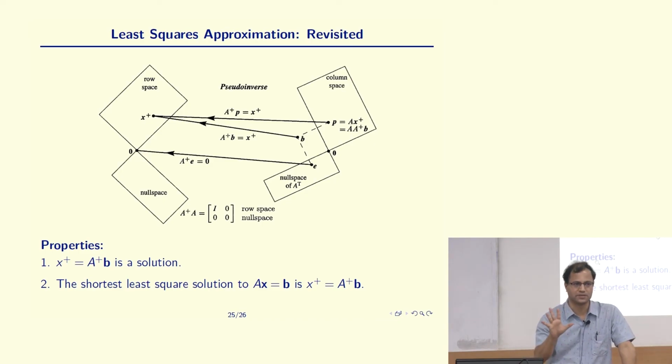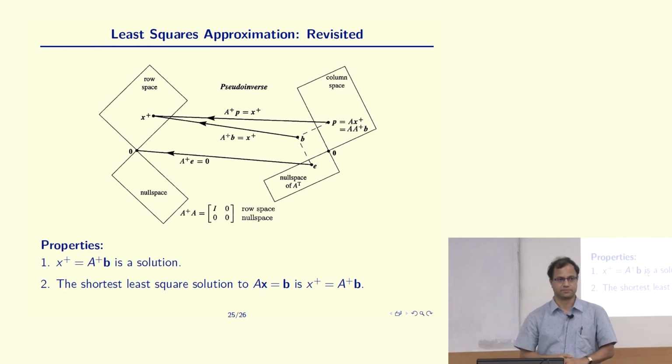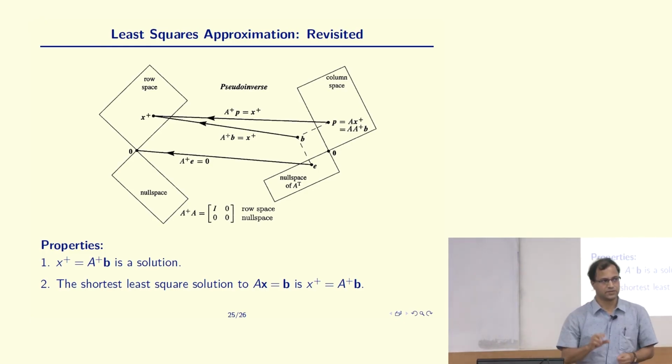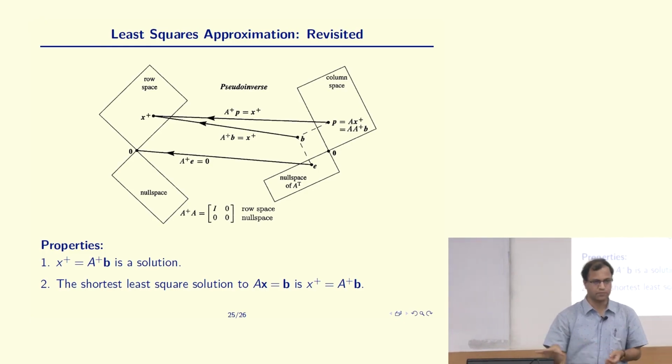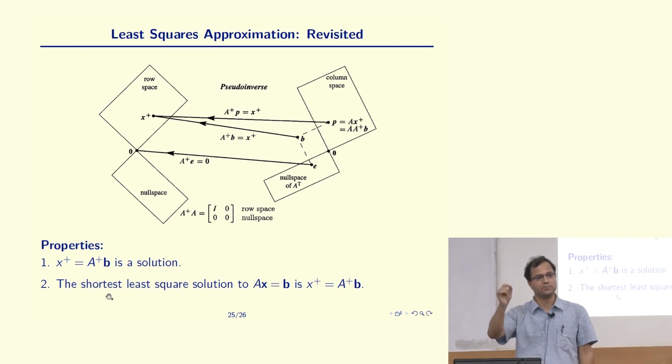There are some properties involved here you need to check. First of all, you can prove that X cap is pseudo inverse A into B. This will be a solution of that system. First of all, this requires some proof. So basically when that kind of situation comes, when Ax equal to B is not solvable, you are basically computing a pseudo inverse B.